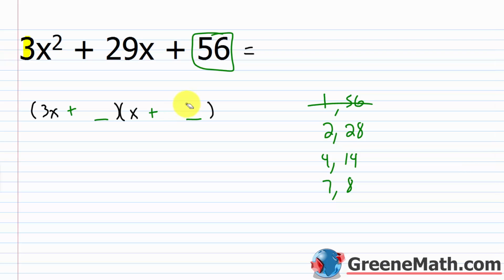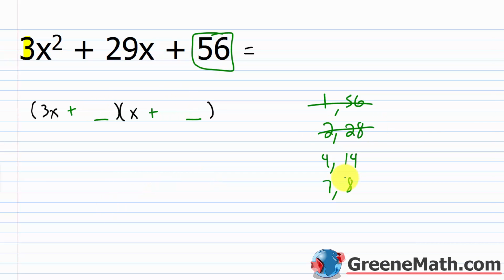You can get rid of that. Next, you've got 2 and 28. So if I put a 2 here and a 28 here, 3 times 28 would be too big. If I flip that around and put a 28 here and a 2 here, even though 28 times x is only 28x, the 3x times 2 would be 6x, and if you add those two together, it's larger than 29x, so we can get rid of that guy.